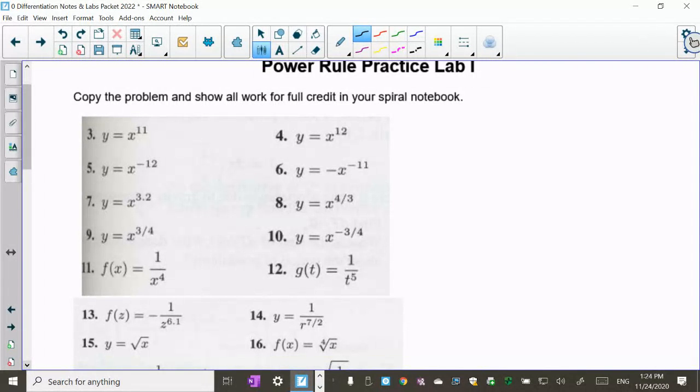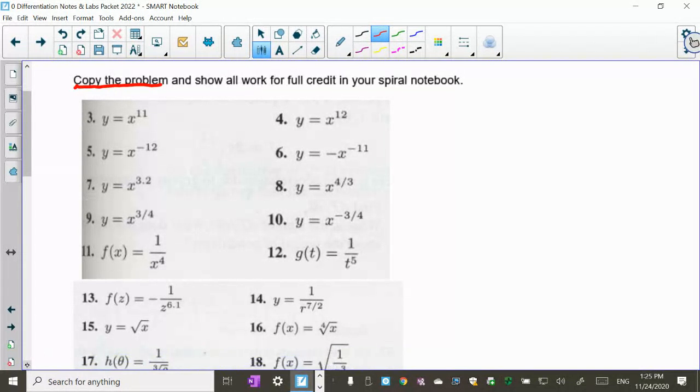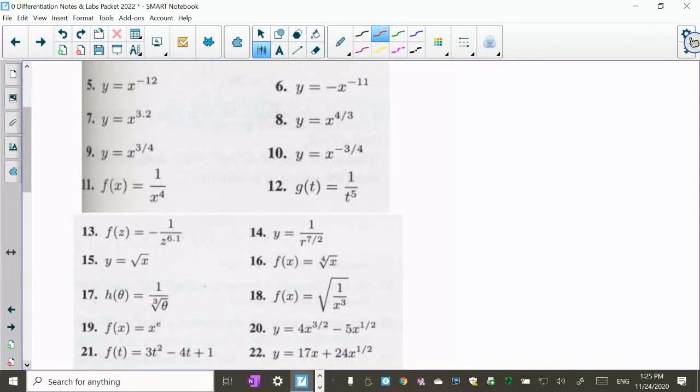The one thing I want you to do is to make sure you copy the problem on each one of these and then show all your work. And remember, sometimes you're going to have to manipulate it and change it before you can actually do the derivative. So the first one I'm going to do, let's start with 17. Please do this in your own spiral notebook, but I'm going to do it here just so I can see the problems easier.